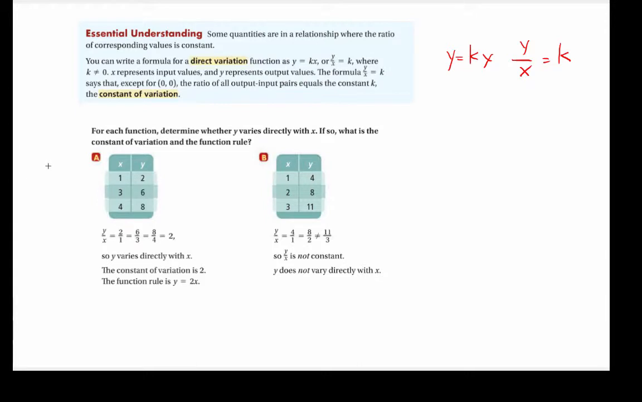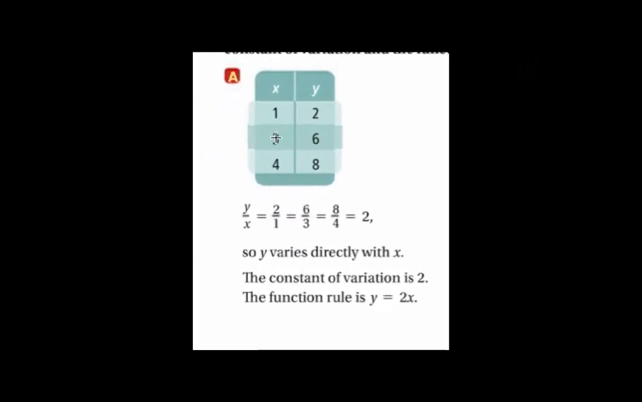For each function, determine whether y varies directly with x. If so, what is the constant of variation in the function rule? So in A here, we have some ordered pairs: 1, 2, 3, 6, 4, 8. So what we're going to do is look at the ratio of y to x. In our pairs, we have 2 over 1, 6 over 3, and 8 over 4. And all of those ratios are equal to 2.